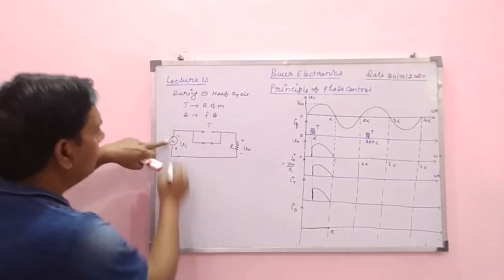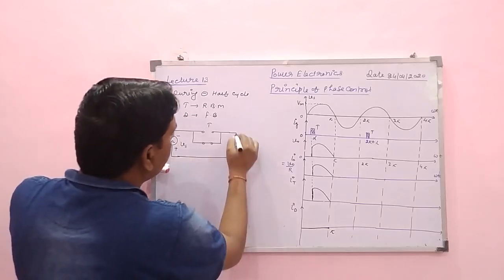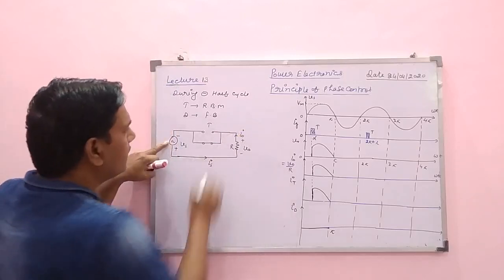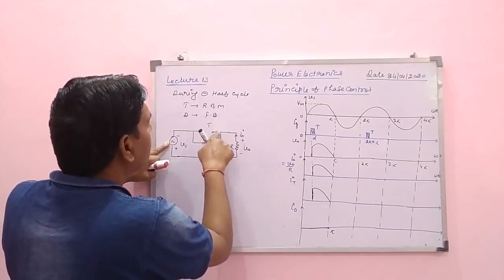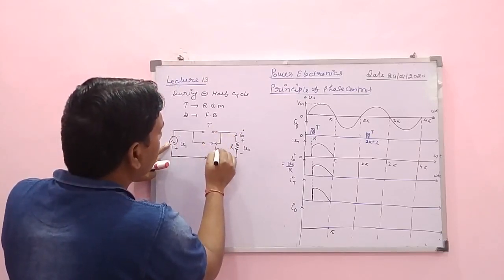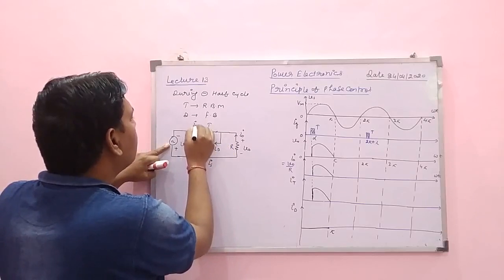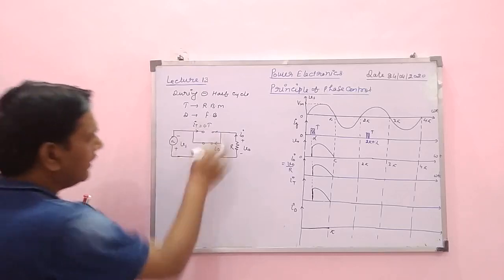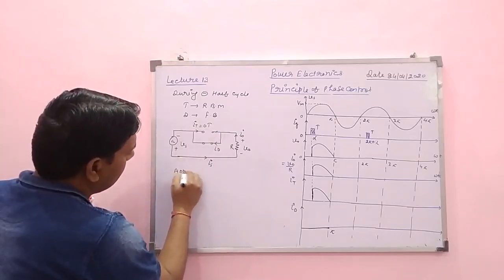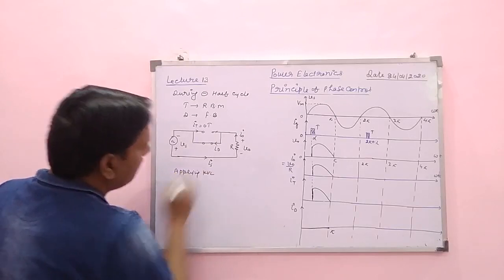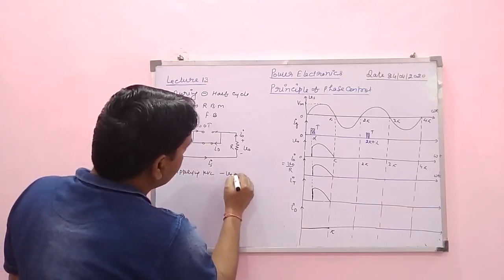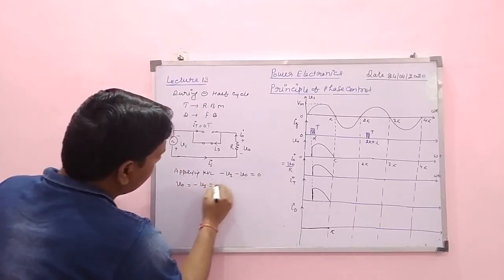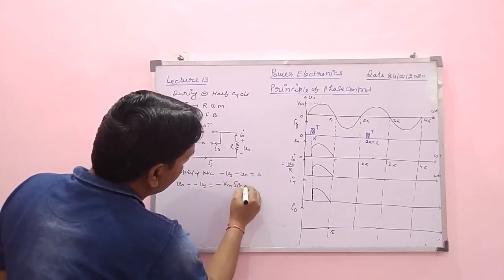Now the output current will flow from positive to negative. That's why this is the direction of output current I naught. This is the direction of supply current Is. This is the direction of diode current, that is ID, and direction of thyristor current, that is IT, is equal to 0. Okay. So in that case we can apply the KVL. So applying KVL, that is minus of Vs minus of V0 is equal to 0. So V0 will be equal to minus Vs, that is minus Vm sin omega t.